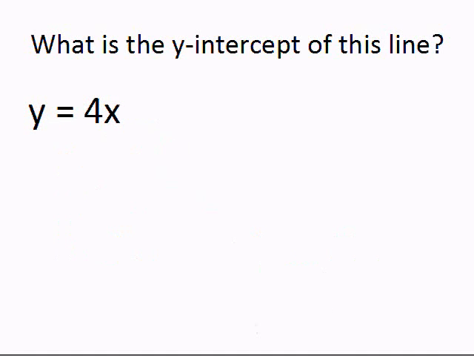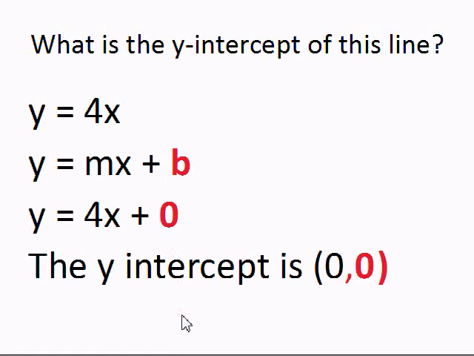And what is the y-intercept of this line? Now this one's a little bit weird. There is no constant listed. So what do you think it is? Well, if it's not listed, it's like you're adding nothing to the x term. So you know that the y-intercept is going to be 0, which we can write as an ordered pair as 0, 0.